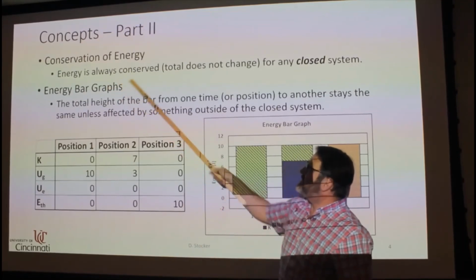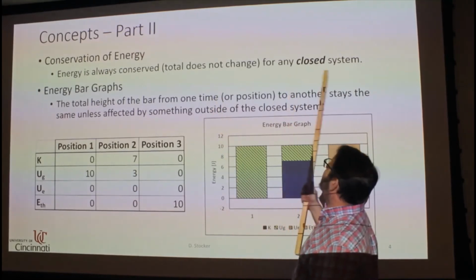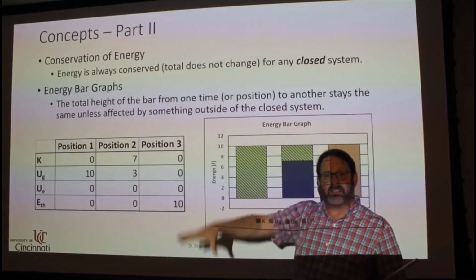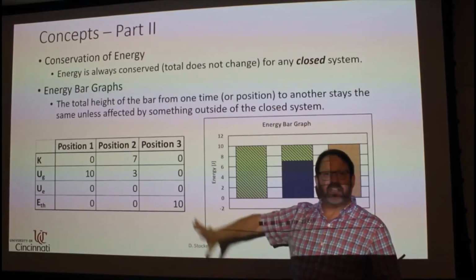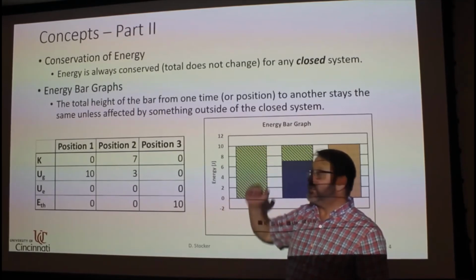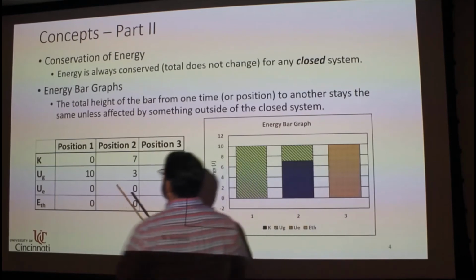Also, energy is always conserved. Total energy doesn't change for any closed system. So unless there is work being done on the system from outside, the energy inside that system can change form, but it cannot increase or decrease. We can use energy bar graphs to help show this.